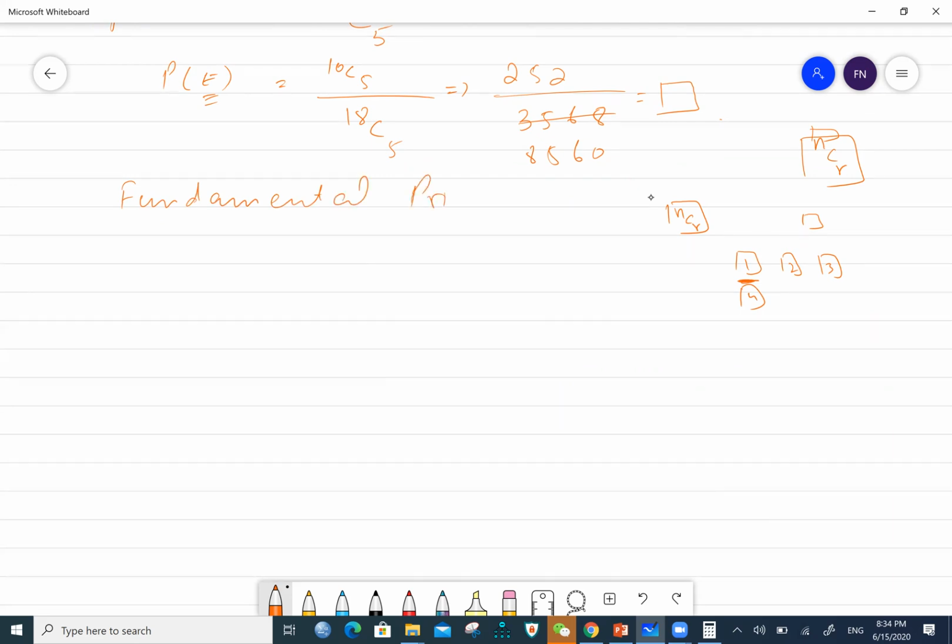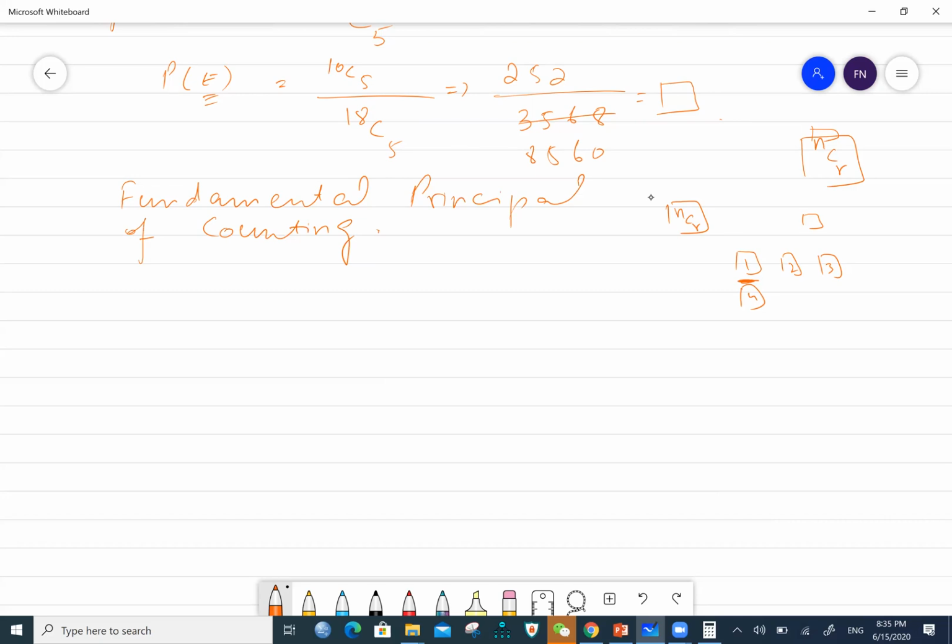Fundamental principle of counting. For example, here we are using this word that I select 2 boys, I select 3 girls. In the language of probability, we say that we are performing an experiment. Understand?